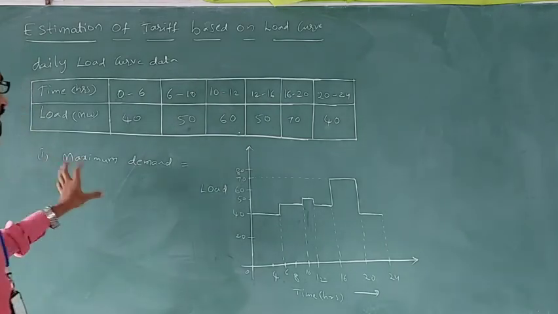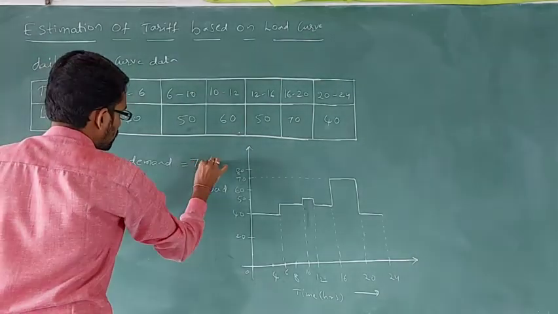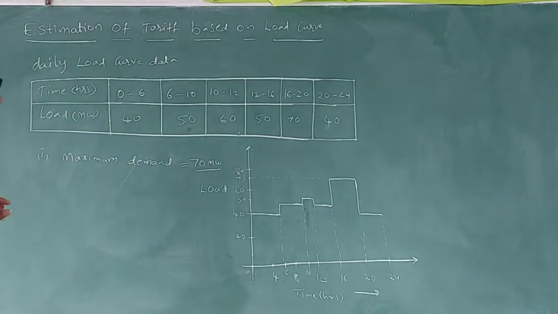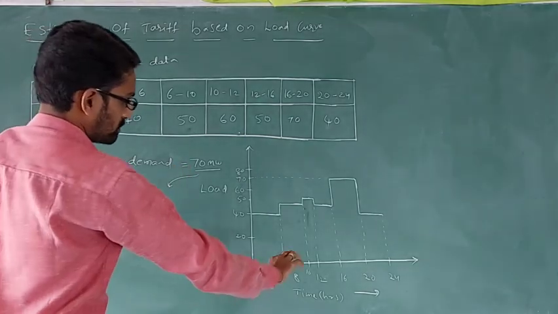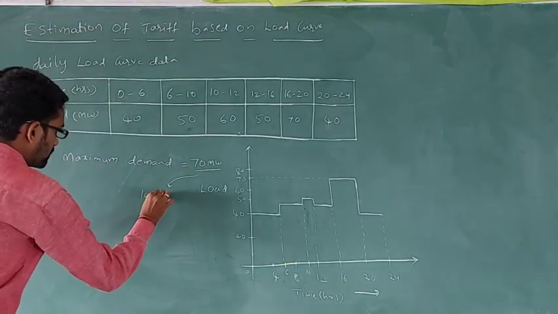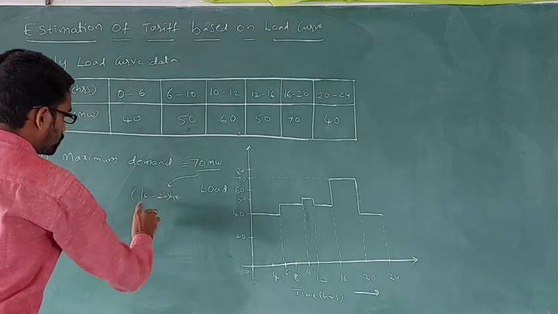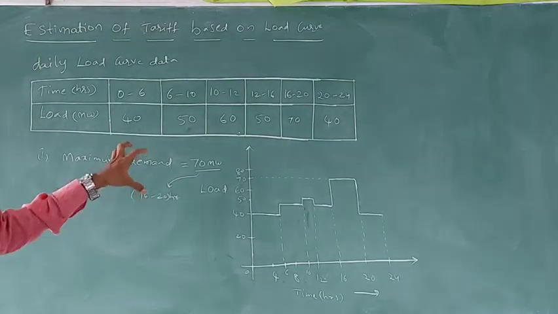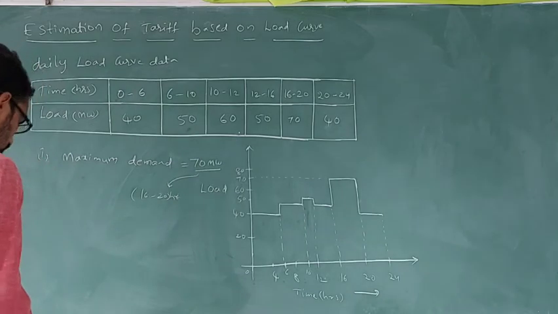Here they are asking us to find the maximum demand. That maximum demand is 70 megawatts. At what time is it 70 megawatts? If you consider the time, between 16 to 20 hours the load is 70 megawatts, that is the maximum value. So, that is the calculation of maximum demand.